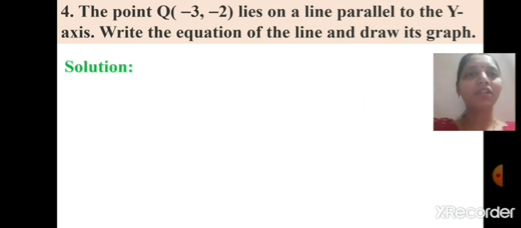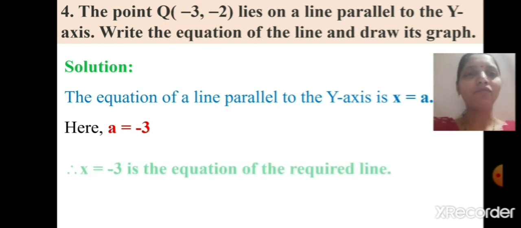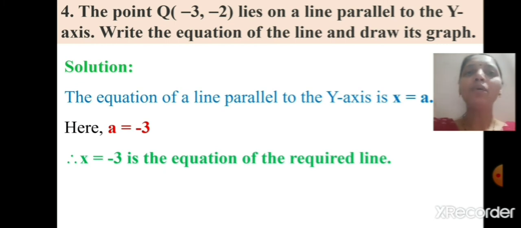So let's start with the solution. The equation of the line parallel to the y-axis is x is equal to a, that we all know. Here a is equal to minus 3. It is given here, the x coordinate is minus 3. Therefore, x is equal to minus 3 is the equation of the required line.